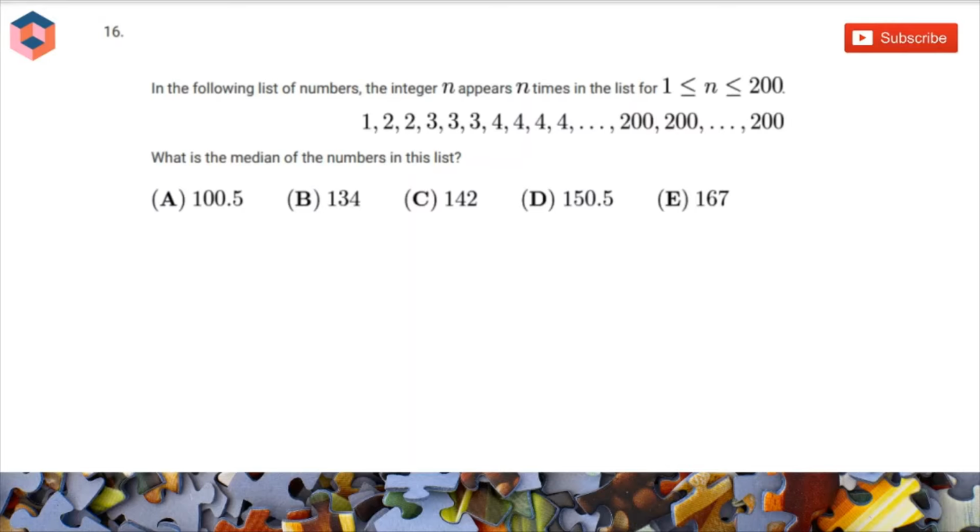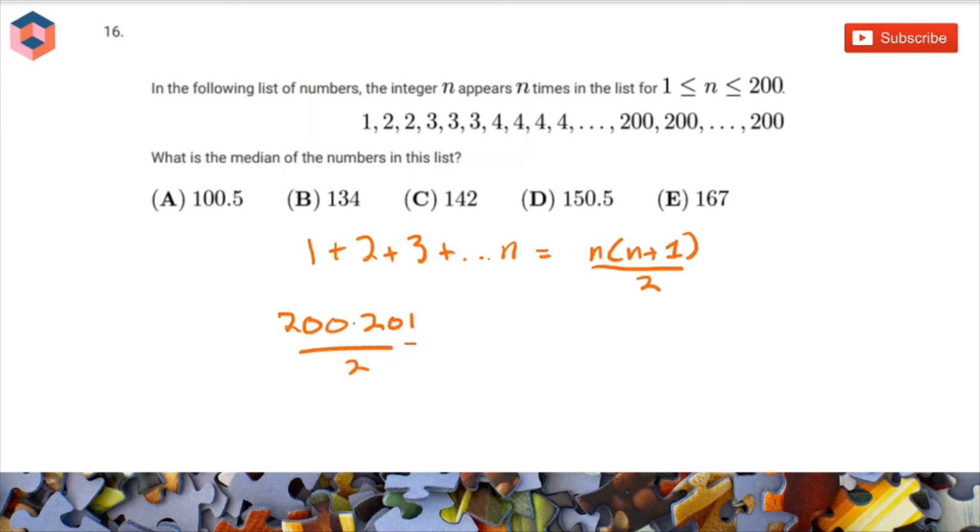Now, to find the total number of numbers in this list, you have to notice that there's 1 one, 2 twos, 3 threes, or basically it's just the sum of 1 plus 2 plus 3 all the way to n. And the formula for this is n times n plus 1 divided by 2. Applying it to 200, since that's the value of n in this case, we get 200 times 201 divided by 2. 200 divided by 2 is just 100, so we get 20100. Dividing by 2 to find the median value, we get 10050 and 10051. Our median will be the average of these two terms.